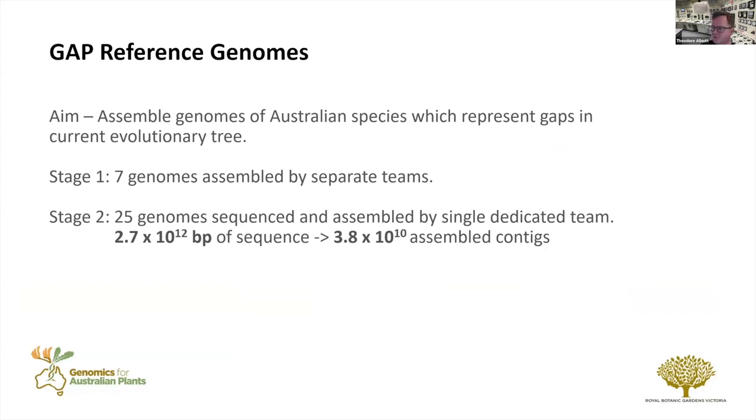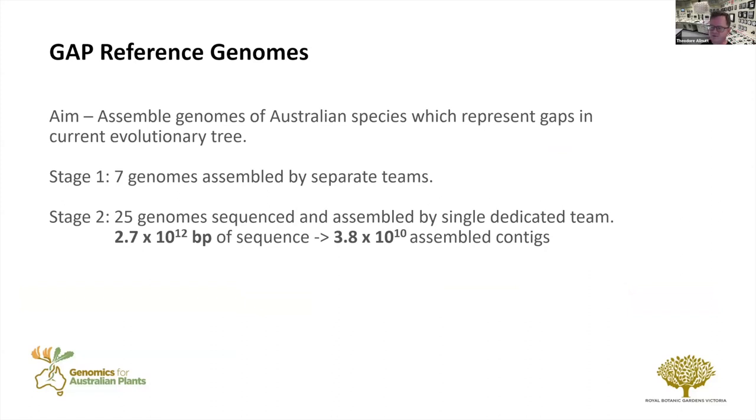So the first part of this reference genome project started 3 years ago, ended about a year ago, and this involved just seven genomes, which were handled by separate teams. And an important part of that stage was the training and collaboration between these different botanists and scientists around Australia to work together to build common tools and pipelines for genome assembly. And that was very successful.